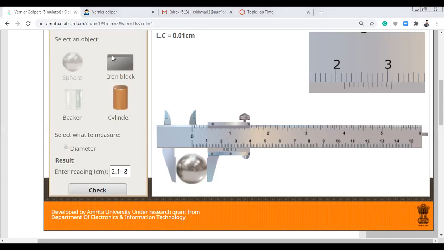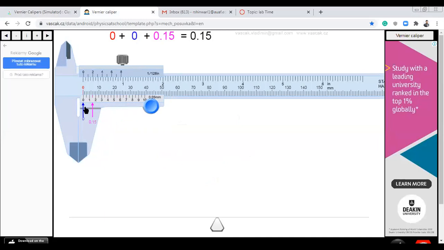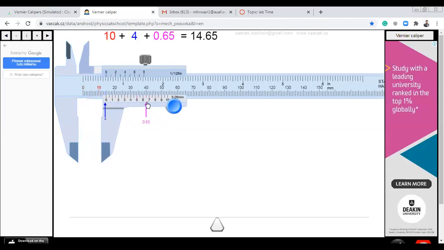Again from here, for example, if you place any body inside the jaws, and let's suppose distance covered, you can see the 0 point. 0 is parallel to what? After 10, you can see here 4. So 10.4, these are in millimeter. So your main scale reading is 10.4. So write down your reading that your main scale reading is equal to 10.4.